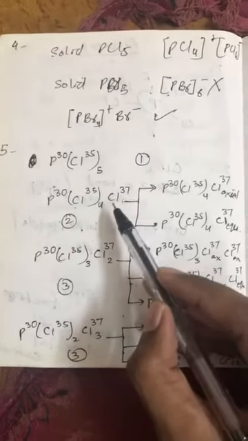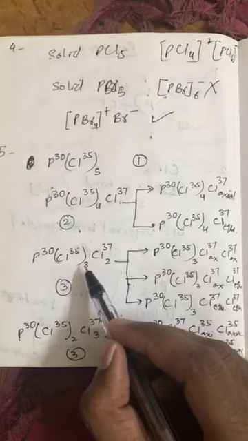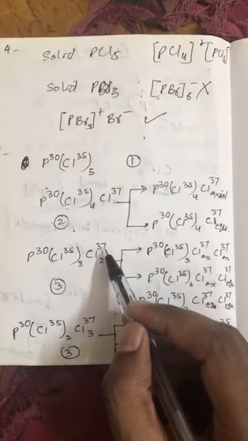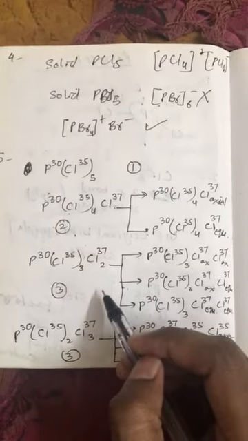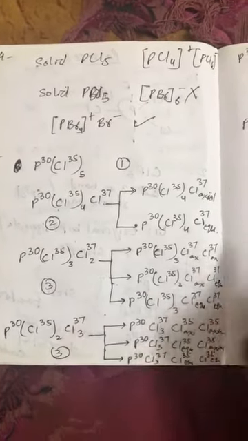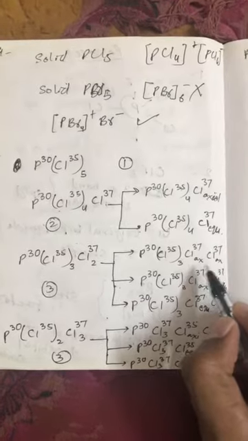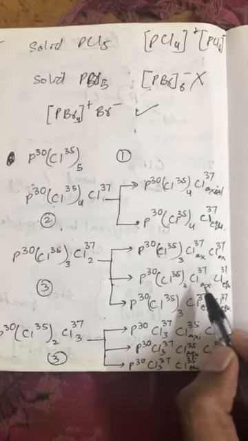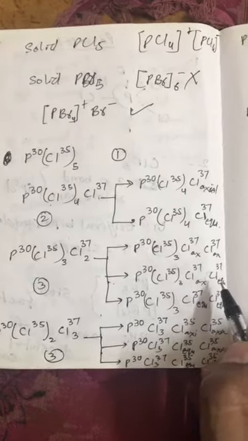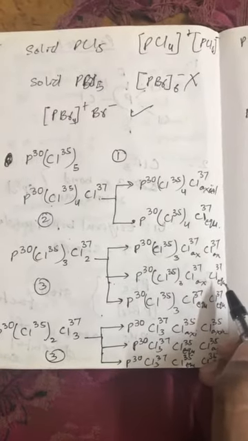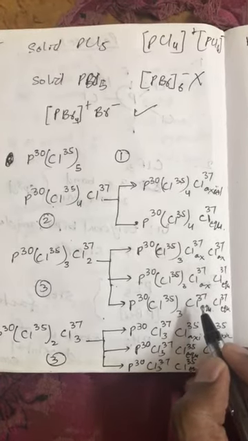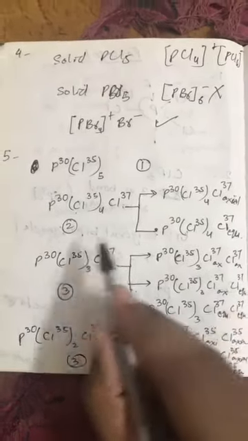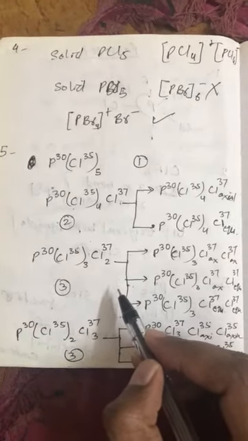Then if we have 3 Cl of 35 type and 2 Cl of 37 type, then 3 molecules of PCl5 can exist. Both Cl37 can occupy axial position. One Cl37 can occupy axial, the other Cl37 can occupy equatorial. Both Cl37 can occupy equatorial position. So like this we can have 3 type of PCl5 molecule.